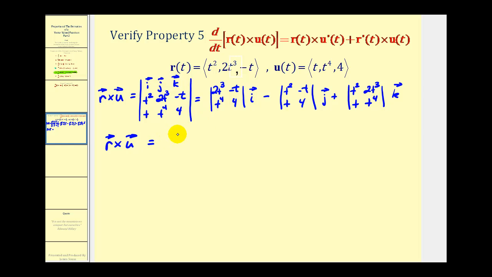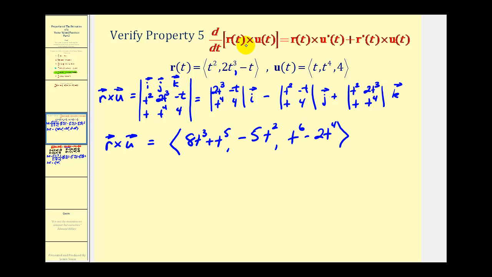I'm going to go ahead and write the result in component form. So for the x component we'll have 8t to the third minus negative t to the fifth. That'll become 8t to the third plus t to the fifth. Here we'll have 4t squared minus negative t squared. That'll be 4t squared plus t squared. That'll be 5t squared, but we are subtracting it. So it'll be a negative 5t squared. Here we'll have t to the sixth minus 2t to the fourth.